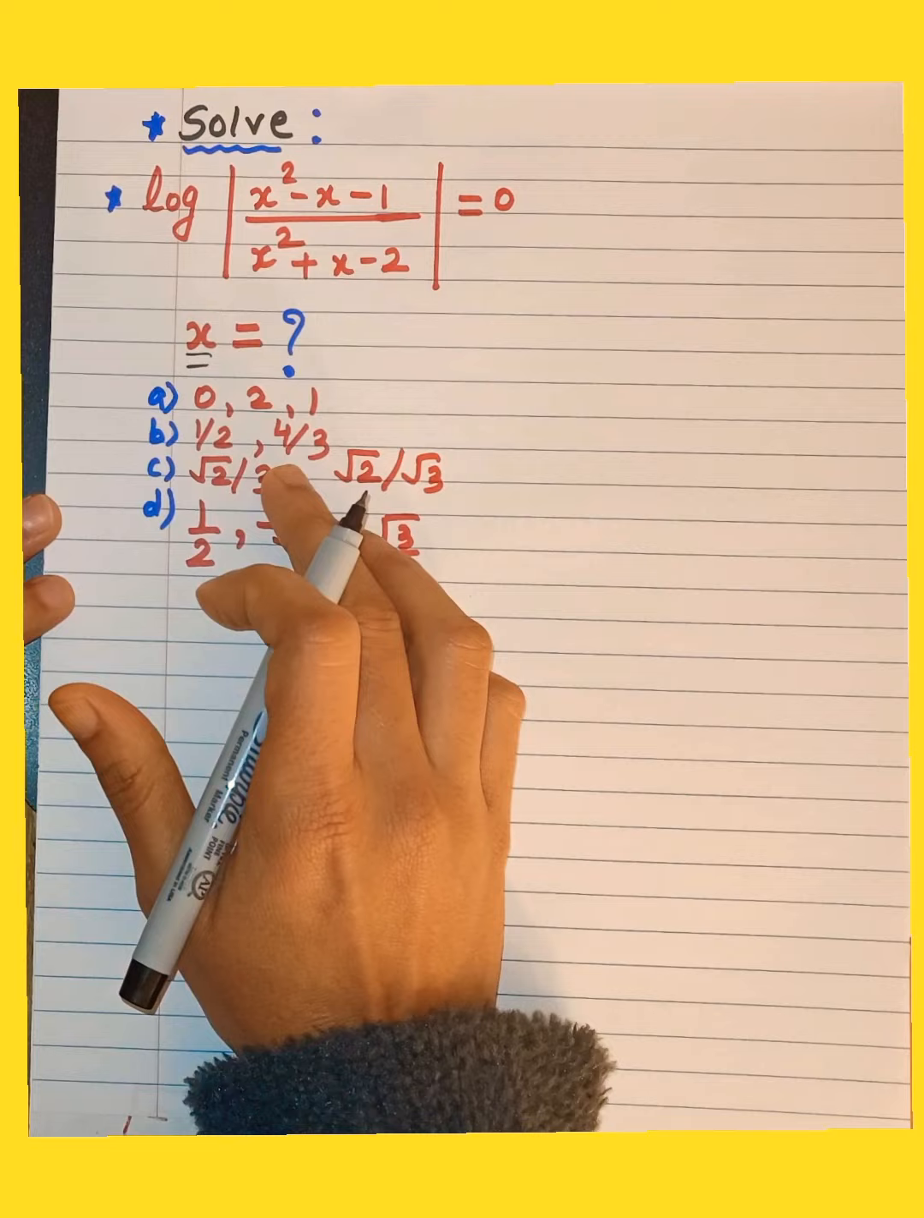Hello everyone. Now let's see how we will solve this type of question. The question is: solve the log of absolute value. This modulus is given to us here. This is called modulus or absolute value, or you can call it mod. Log of modulus, inside the mod it is given (x^2 - x - 1)/(x^2 + x - 2) equals 0. So this equation is given to us.